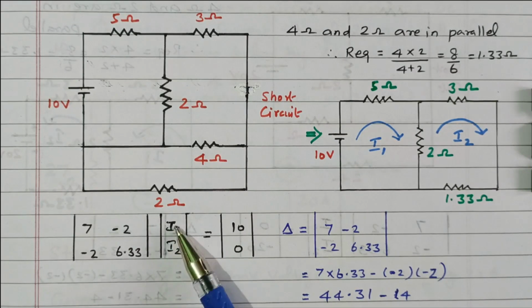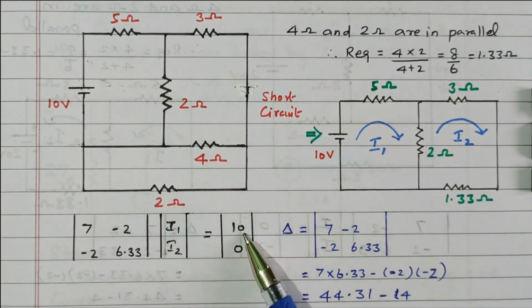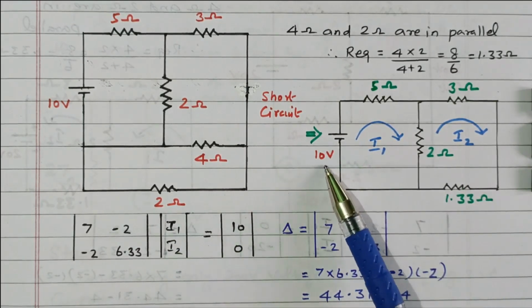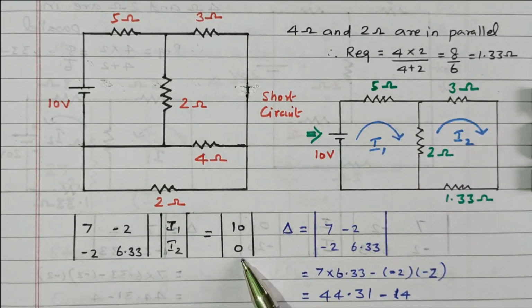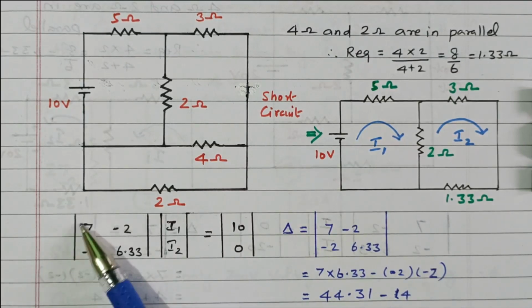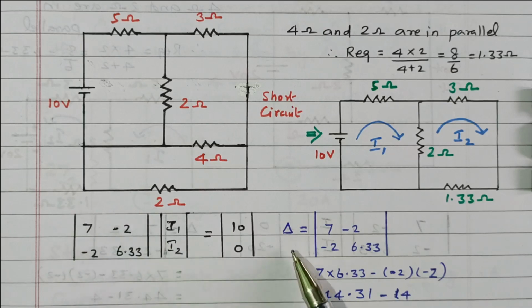Then the currents are I1 and I2. What is the voltage available in loop 1? 10 volts. In loop 2 there is no voltage source, so it is 0. Right? This is the Kirchhoff voltage law, KVL loop method; separate videos are available on it. So here they are directly given. We can take the delta value, that is 7, minus 2, minus 2, 6.33.